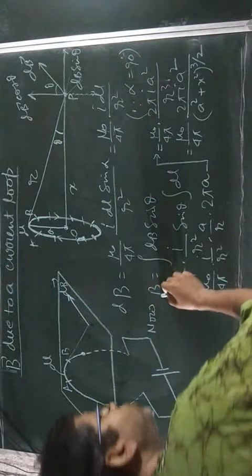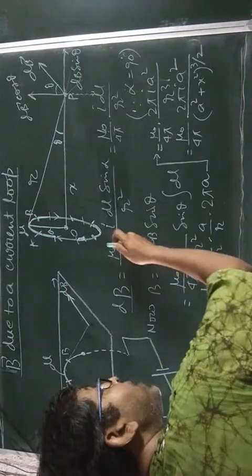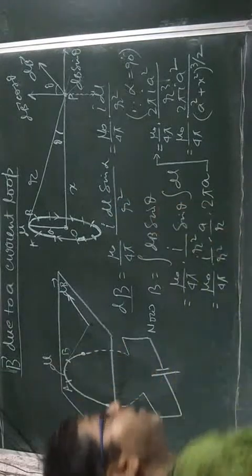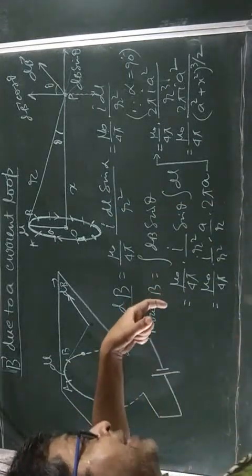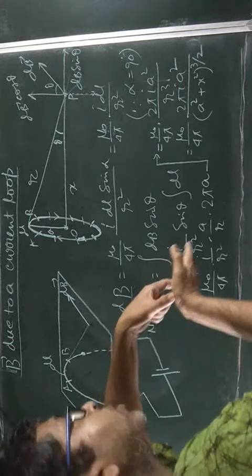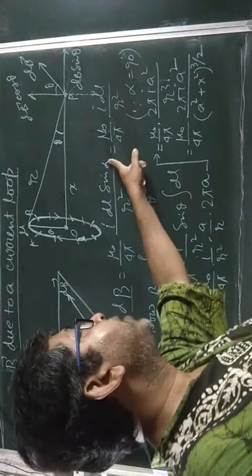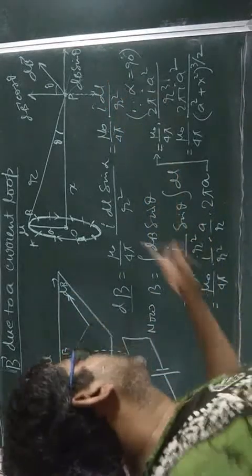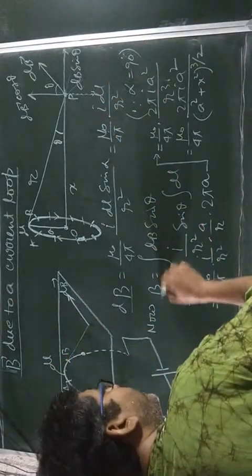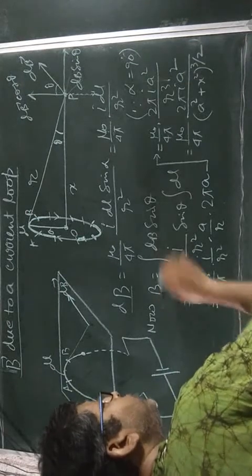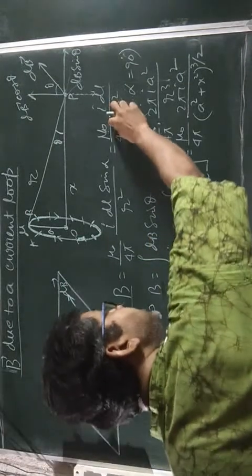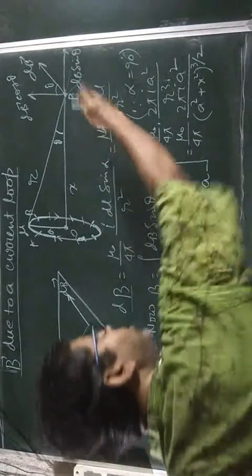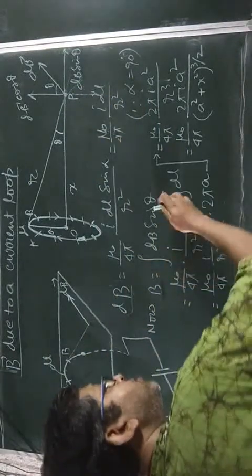Now dB is by Biot-Savart: mu naught upon 4 pi, I dl sin alpha by r square. Here the plane of the loop and the plane of the surface are mutually perpendicular, so alpha is 90 degree, that means sin 90 is 1. To find out the total B, we have to integrate its sin theta component. All dB sin theta components are to be integrated.